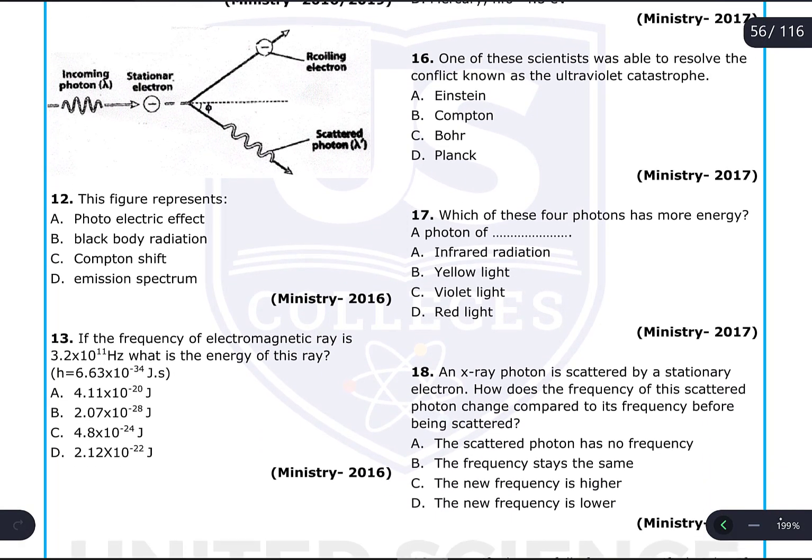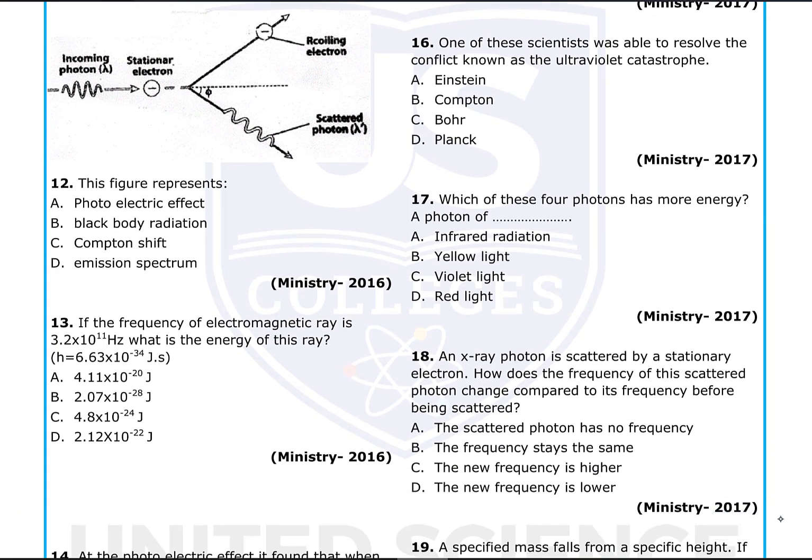Question number 12. This figure represents the experiment. Which experiment? Compton shift, because there's a stationary free electron. When the stationary free electron is collided by a photon, it recoils, the photon scatters. So this experiment is called the Compton experiment or Compton shift.